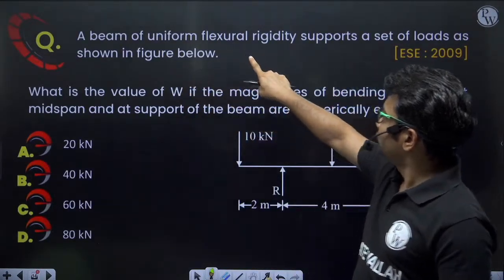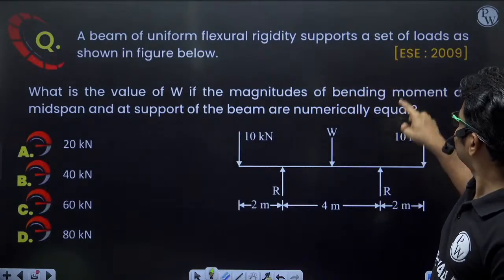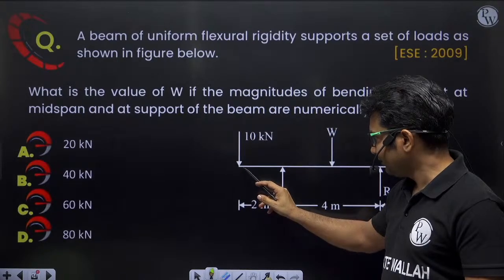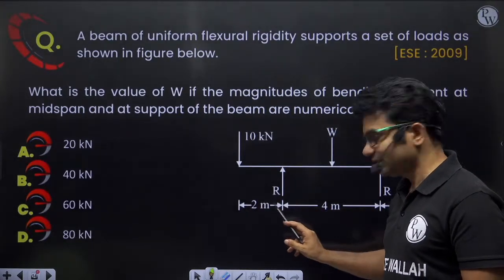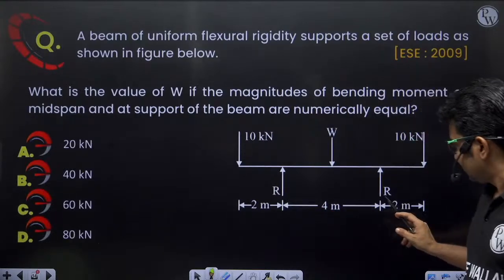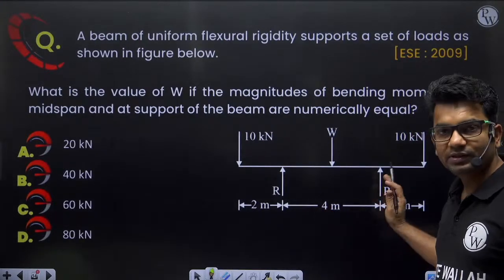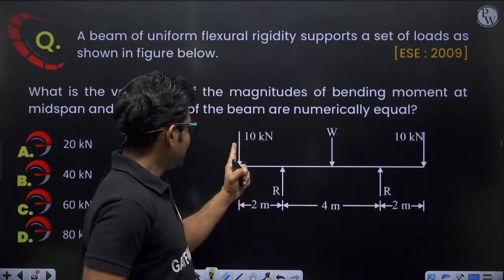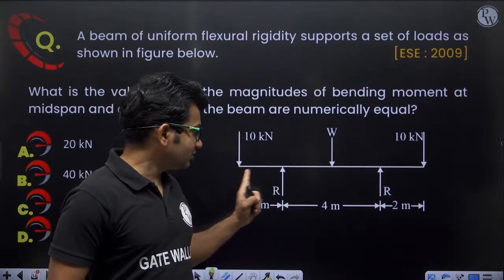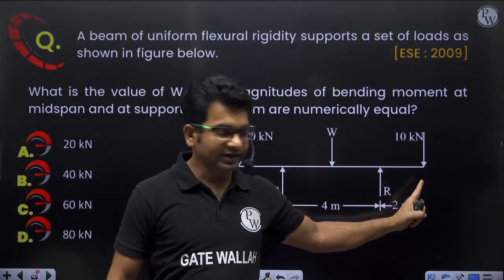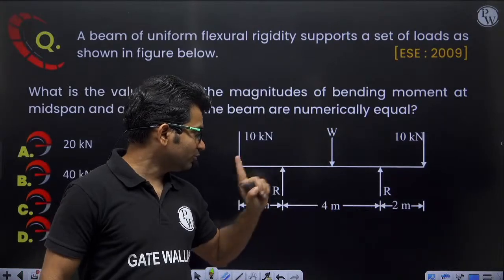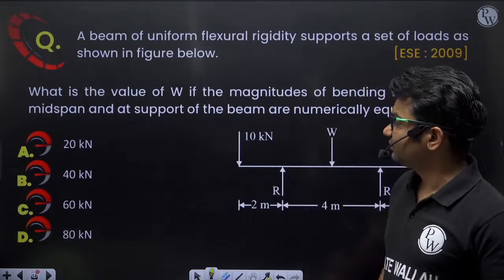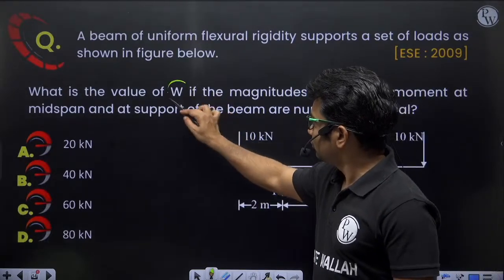A beam of uniform flexural rigidity supports a set of loads as shown in the figure below. So here I am having a 10 kilonewton load, 2 meter is the overhanging portion, 4 meter is the distance between simple supports, and again here 2 meter is the overhanging portion. 10 kilonewton is the load at this free end, and 10 kilonewton load is at this free end. And a central point load W is acting. So this is the beam in loaded condition that is given. What is the value of W? We have to find out W.